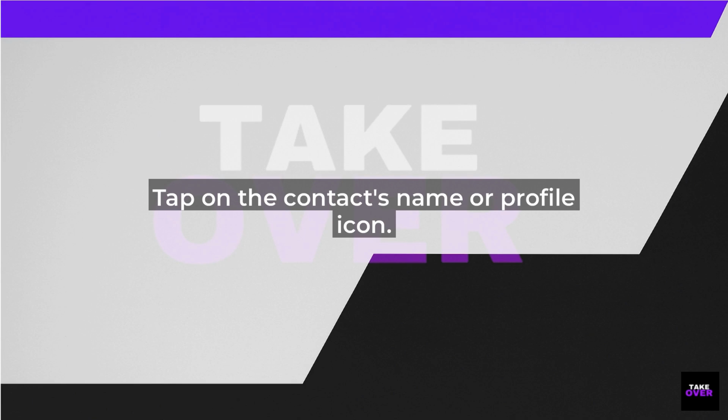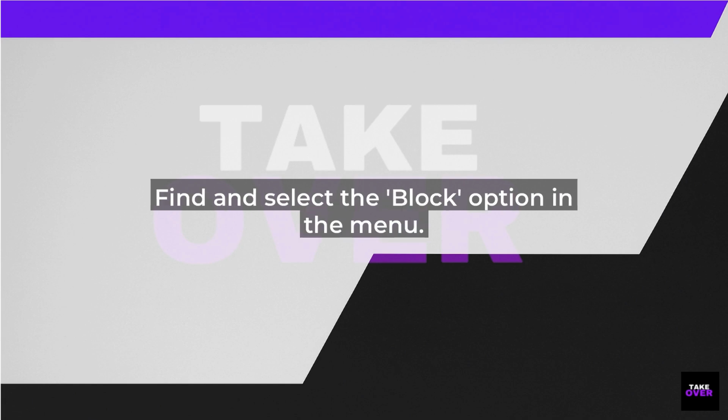Next, locate and tap on the chat of the person you want to block. This will open the conversation thread. Once inside, tap on the contact's name or profile icon at the top of the screen. This brings up their profile details.